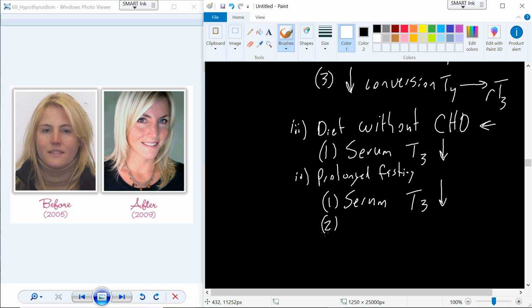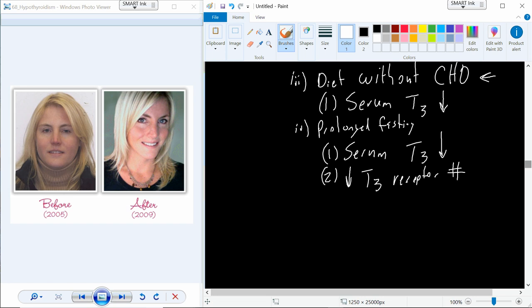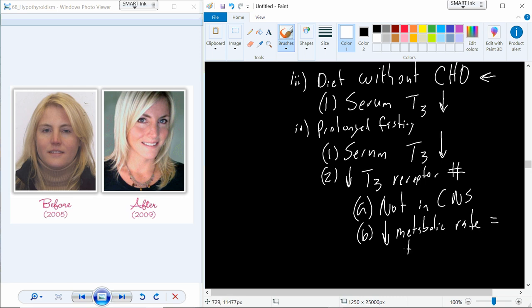But we also see a decrease in T3 receptor number. However, that decrease is not going to occur in the central nervous system, but in other tissues it causes a decrease in T3 receptor. This results in a decrease in the metabolic rate in a tissue-specific manner. Okay.